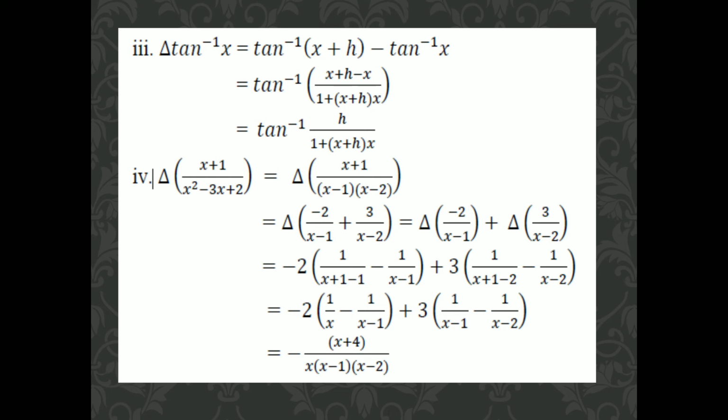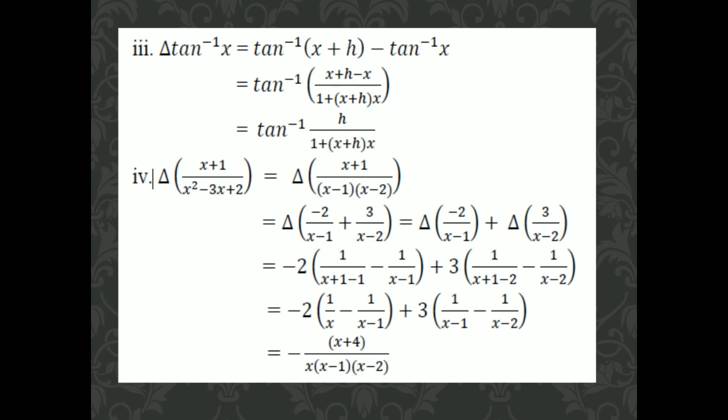Similarly, when we operate delta on (x plus 1) upon (x square minus 3x plus 2) in the fourth example, first of all, we have to simplify the denominator as (x minus 1)(x minus 2) by taking these two factors of the polynomial x square minus 3x plus 2. Now, in the second step, delta of (minus 2 upon x minus 1 plus 3 upon x minus 2) is equal to delta of minus 2 upon x minus 1 plus delta of 3 upon x minus 2, by using the linearity property.